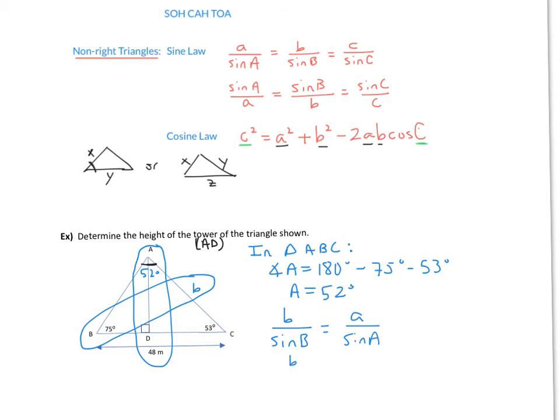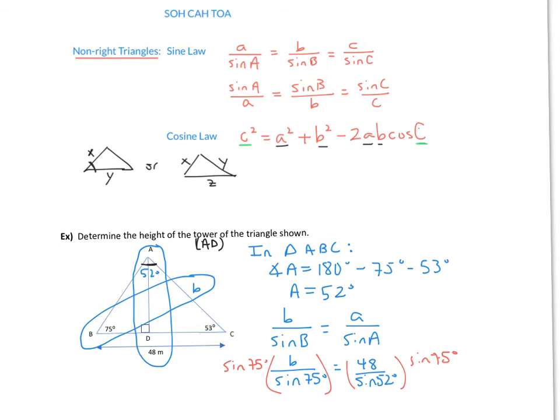So fill in what I know here. b over the sine of angle B, which is the sine of 75 degrees, is going to equal little a, which is 48, divided by the sine of 52 degrees. And then to get b by itself, it's being divided by the sine of 75, so I want to undo that by multiplying both sides by the sine of 75 degrees.